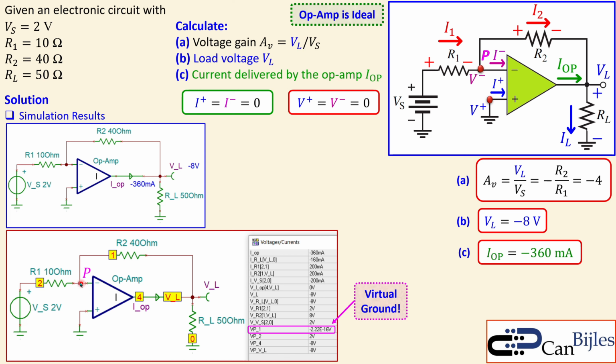So due to feedback, the op-amp tries to make this non-inverting input and inverting input equal to each other. And the difference between these two nodes is almost 0 volts. Now you can see also that the operational amplifier current here is again minus 360 milliamps.